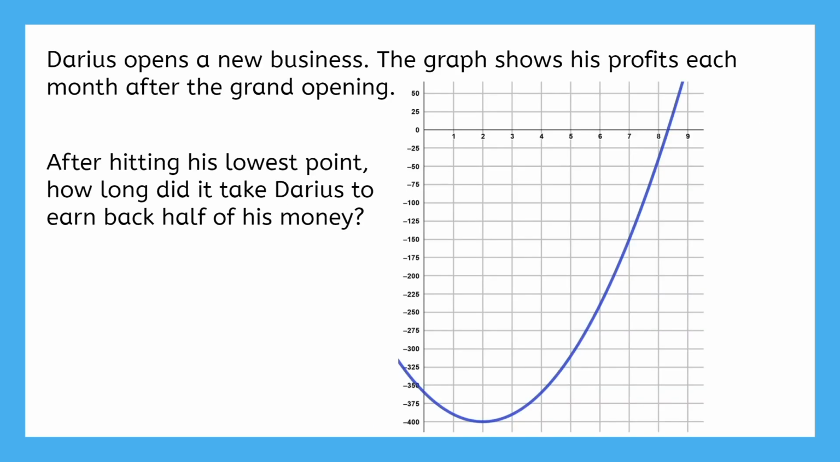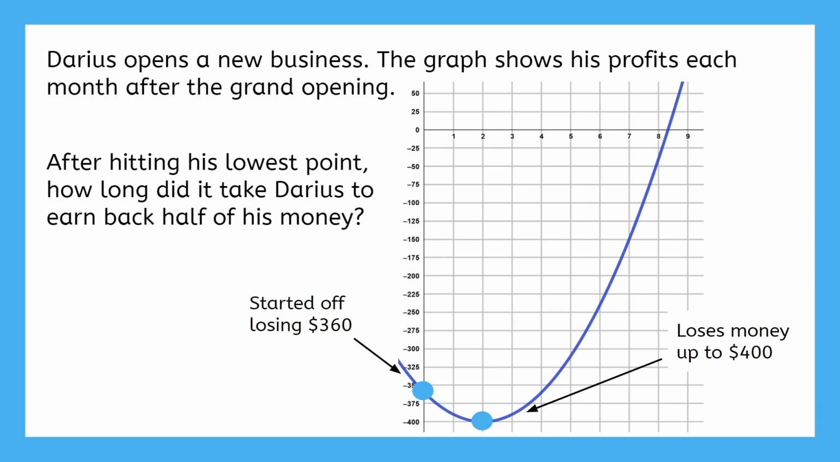Be careful though, because some questions are trickier than others. Here we have another story-based scenario because it's over time. Darius is out $360 when he opens his business, and then he continues losing money until he's down $400. Then he slowly starts gaining money back until he's finally broken even a little over 8 months in, then starts earning more money than he started with. The problem is, none of these events answer this question. We have to dig deeper.